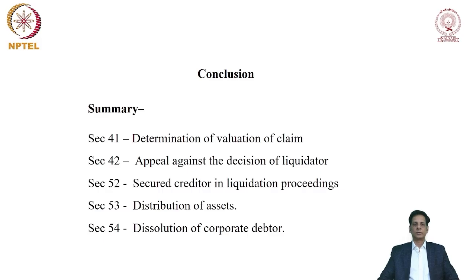Section 52 talks about the position of the secured creditor in liquidation proceedings. He can be part of liquidation or he can walk away with his asset. And section 53 tells you how to distribute the assets or sale proceeds of the liquidation estate. And lastly, section 54 deals with dissolution of the corporate debtor. Liquidator makes an application, AA passes an order, ROC will implement the order, and this is what brings an end to the company, also to session 44 of ours.